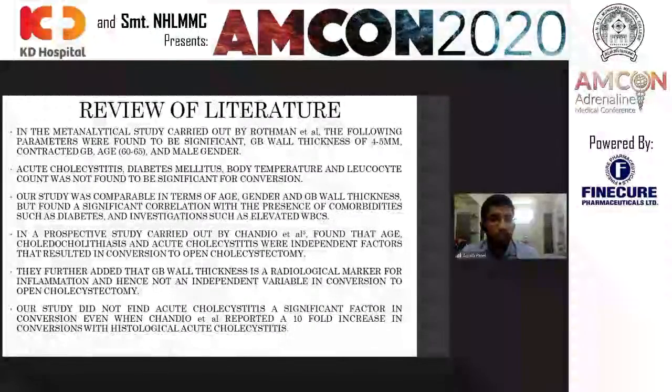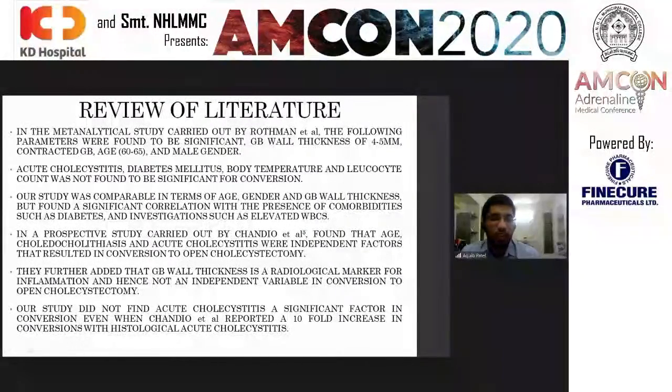Review of literature. In the meta-analytical study carried out by Rothman, the following parameters were found to be significant: GB wall thickness of 4.5 mm, contracted GB, age, male gender, acute cholecystitis, diabetes mellitus, body temperature, and leukocyte count. A high leukocyte count was not found to be significant for conversion. Our study was comparable in terms of age, gender, and GB wall thickness, but found a significant correlation with the presence of comorbidities such as diabetes, and investigations such as elevated WBCs.